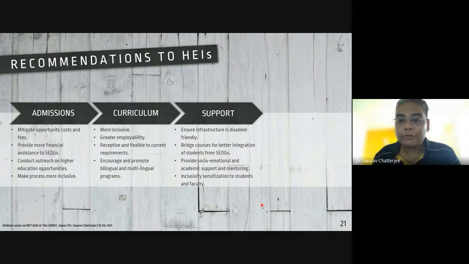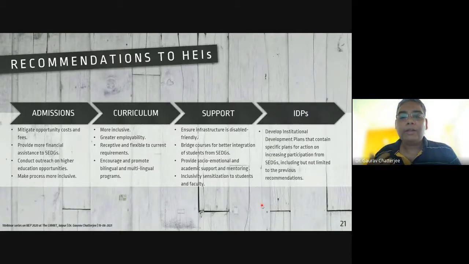They might not be exposed, so they know the different standards and rigors that are expected out of the university system. And we also help them integrate into the higher education system very effectively, to provide socio-emotional and academic support, and also to include inclusivity sensitization through talks or workshops for students and faculty.